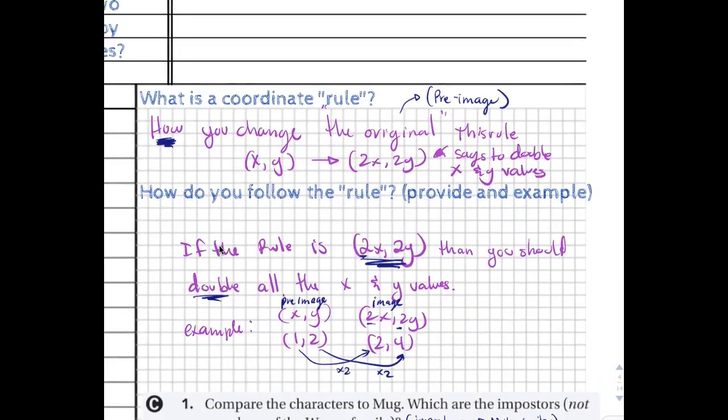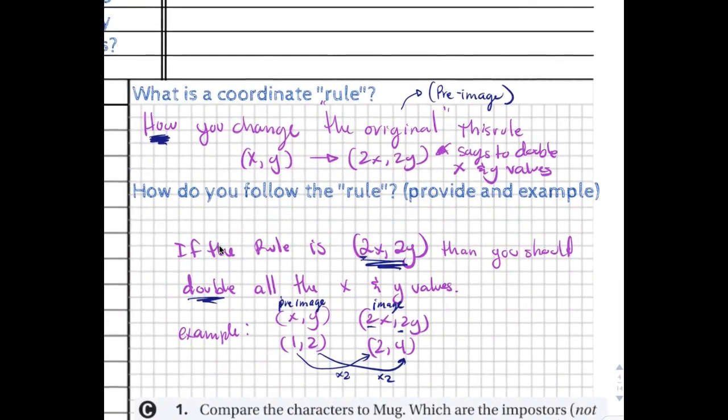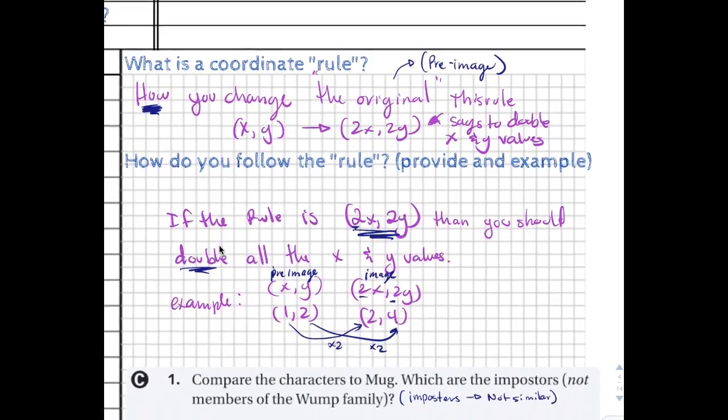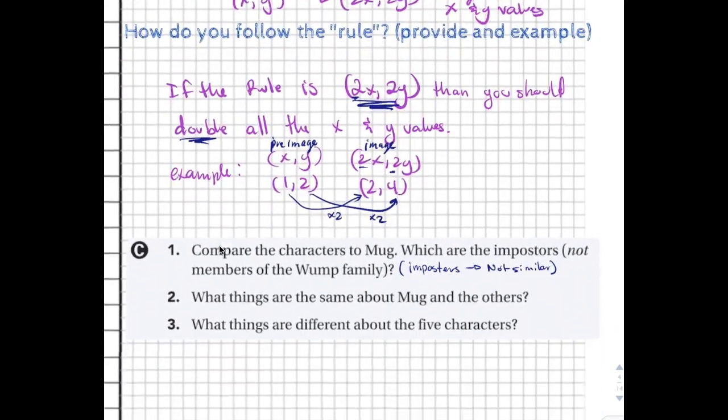All right, so what is a coordinate rule? The rule is how you change the original. It tells you to either double or triple a certain value, triple your x or triple your y, whatever it might be. How do you follow the rule? Based on whatever mathematical operation is in there, that's what you're going to do. This one says double, so I'm going to double each of the values. For example, if my coordinate points were 1 and 2, they now become 2 and 4. The 1 doubles to 2, the 2 doubles to 4. One is a pre-image and one is the image.